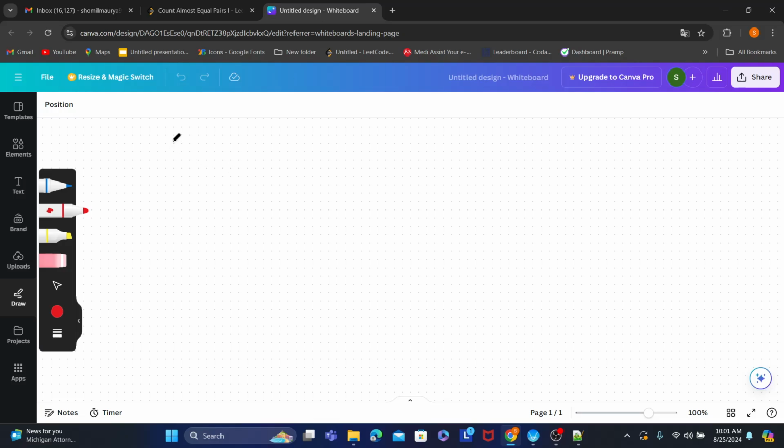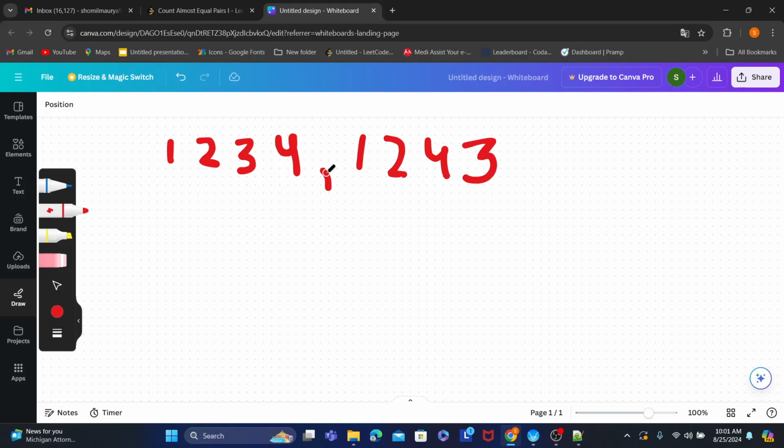Let's say we take some bigger numbers. Let's say we have 1, 2, 3 and 4. This is our x, and we have a second number, let's say 1, 2, 4 and 3. Can this be an answer? Yes, definitely, because for these two numbers, if we swap these two positions in the first number, we can get the other number.